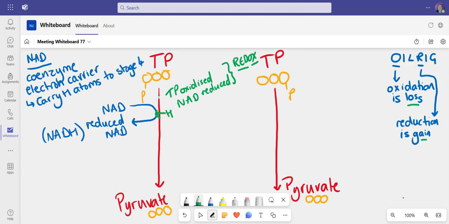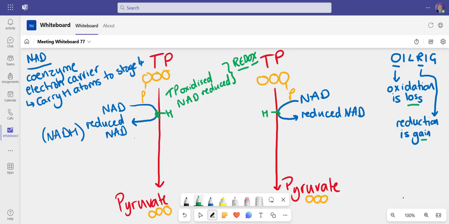So this process here is going to happen on both sides. So from this TP molecule, NAD will pick up a hydrogen from TP to produce a molecule called reduced NAD or NADH. All right, so same thing on that side. It's just given it hydrogen.